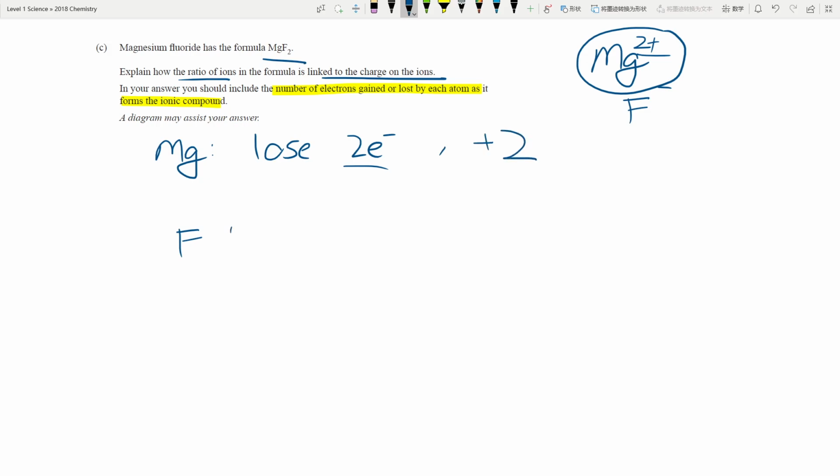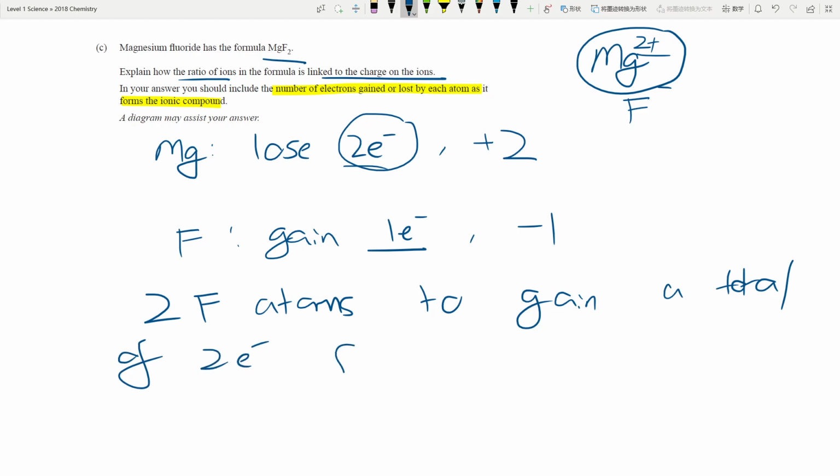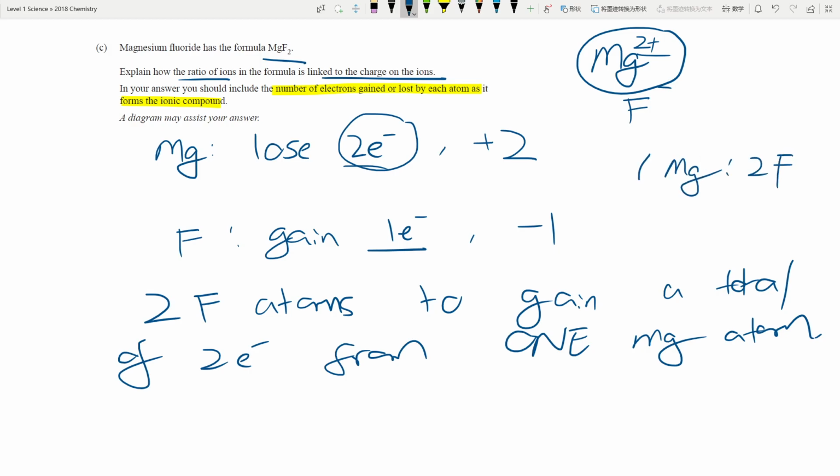Fluorine, in comparison, needs to gain 1 electron. Now the charge is -1. So magnesium needs to lose 2, but fluorine can only gain 1. Therefore, we need 2 fluorine atoms to gain a total of 2 electrons from 1 magnesium atom. When you combine them together, you have 1 Mg per 2 fluorines. So this is bullet point number 1.